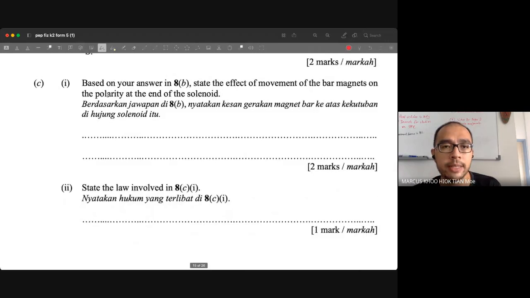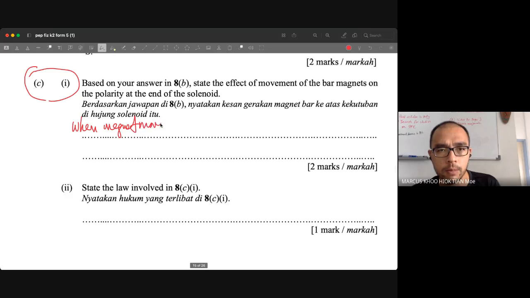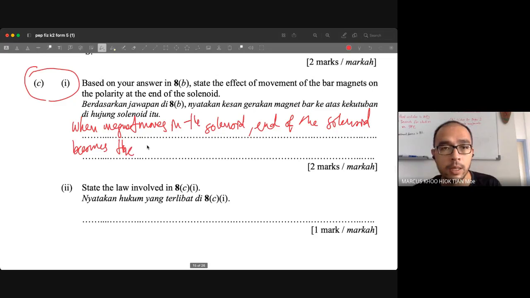C1 is probably the question that most of you either get all or only get one mark. I'm going to give you the actual scheme first. So when the magnet moves into the solenoid, the end of the solenoid becomes the same pole. 1 mark.